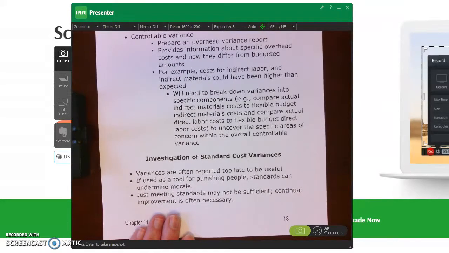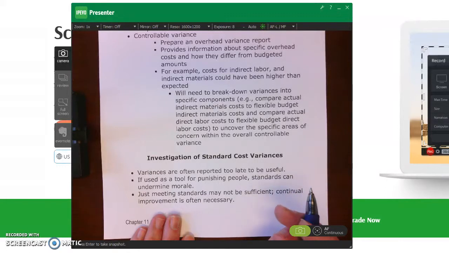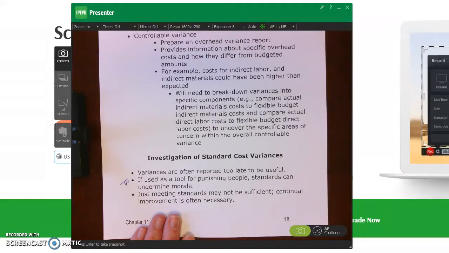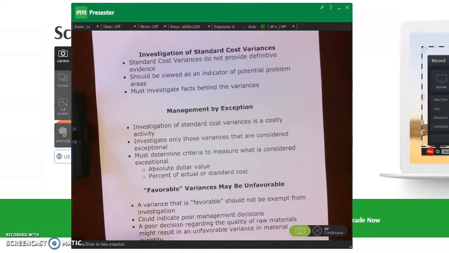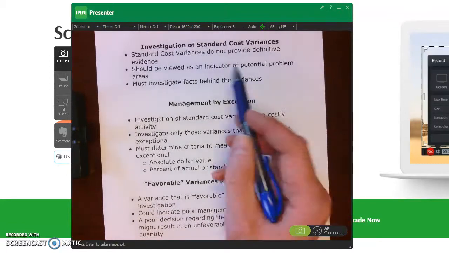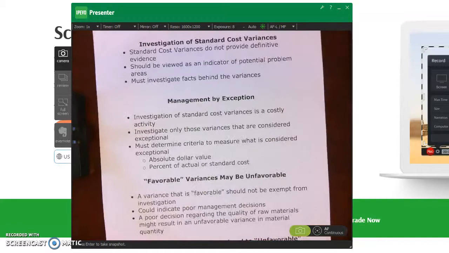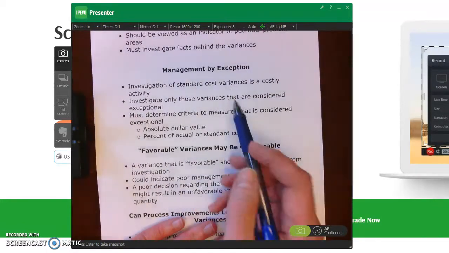When we talk about investigating our standard cost variances, sometimes they can be reported too late to be useful. If it's used as a tool for punishing people, the standards can undermine morale. I'm sure that they can, but on the other hand, this is going to be done. Okay. What I say over here, just meeting standards may not be sufficient. You want to have continuous improvement, so you might want to revisit those standard costs. Okay. I would view these as an indicator of potential problem areas, and you want to investigate the facts behind those variances. We've talked about management by exception in the past.